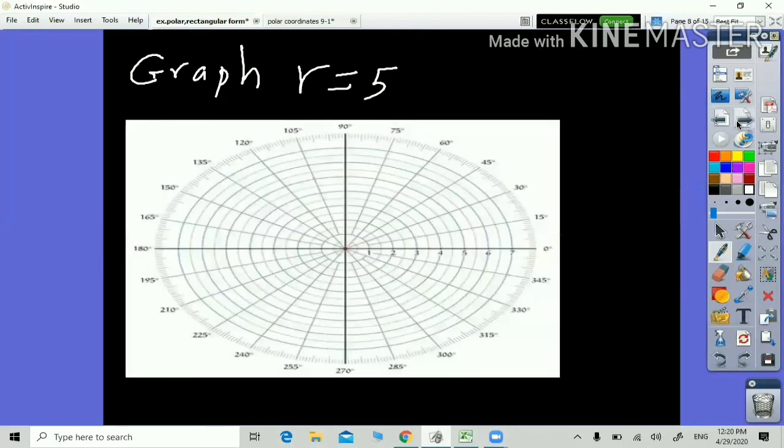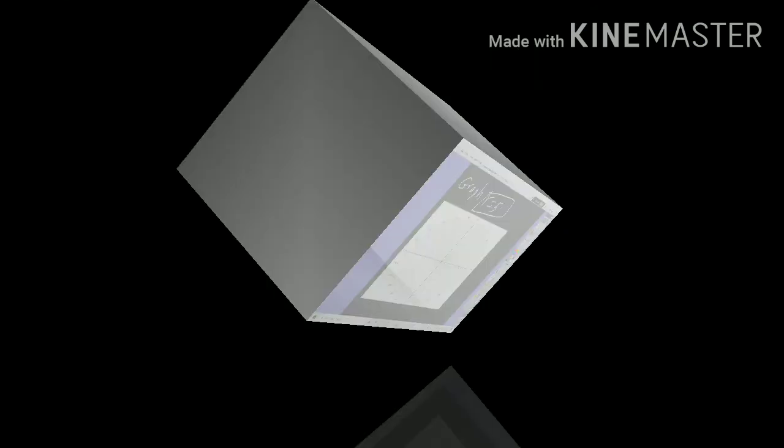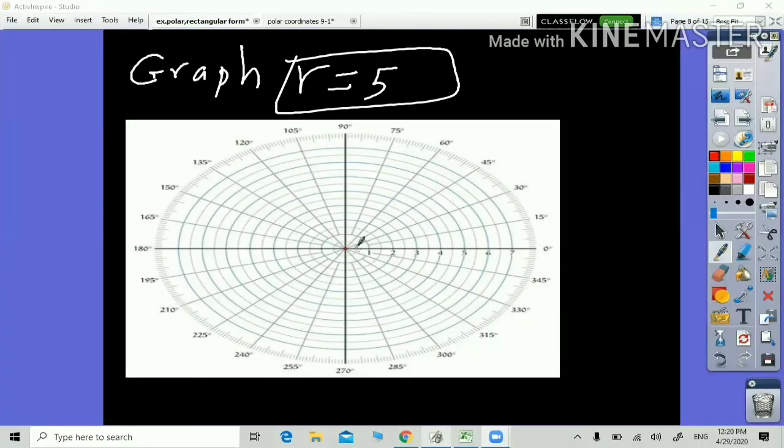These are not accurate graphs. Here, r equals 5. Who can tell me what I will do if I have r equals 5? Where will I put the circle? If you concentrate on the graph, he did here: 1 means this is the first circle, 2 the second, the third circle, 4 the fourth, 5 the fifth. So I will have a circle here, on the fifth line. This is r equals 5. Okay.